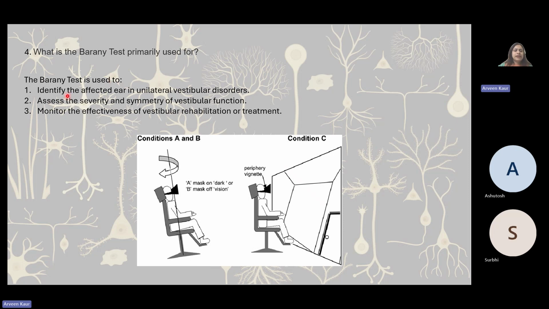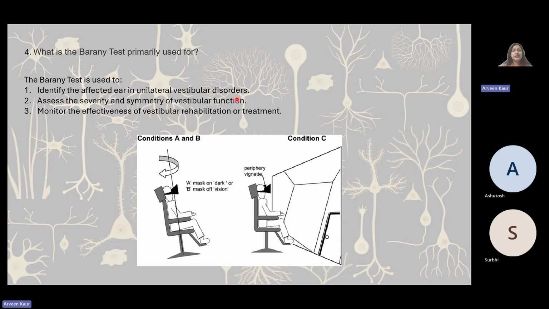So it is used to identify the affected ear in unilateral vestibular disorders. Also, it is used to assess the severity and symmetry of vestibular function. Also, to monitor the effectiveness of vestibular rehabilitation or treatment after, say, a surgery or a procedure, right?